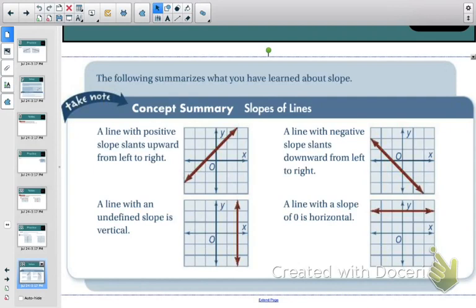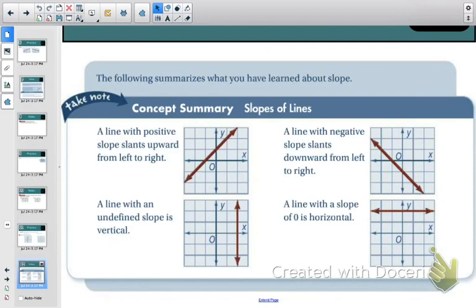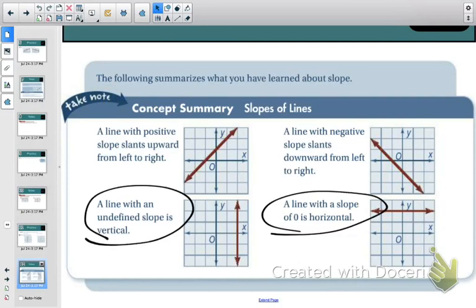Alright, in summary, we have the slopes of lines. This summarizes what we have learned about slope. If it's positive, you should be going up. We always read left to right. So when you're reading left to right and it goes up, it's a positive slope. If it's going down, like so, it is a negative slope. A vertical line is an undefined slope. A horizontal line is a slope of 0. Those are the 4 types of slopes you'll see with these linear functions. Actually, this one's not a function because it's a vertical line, but those are the types of slopes you'll see.